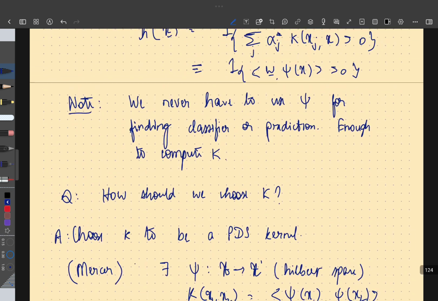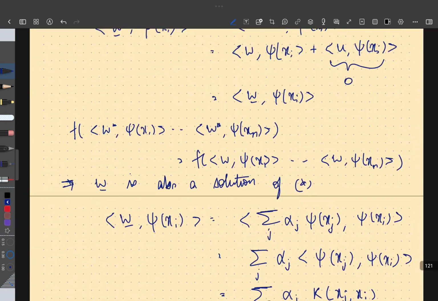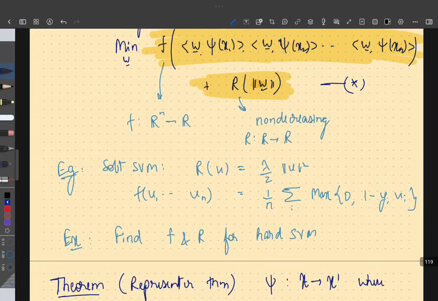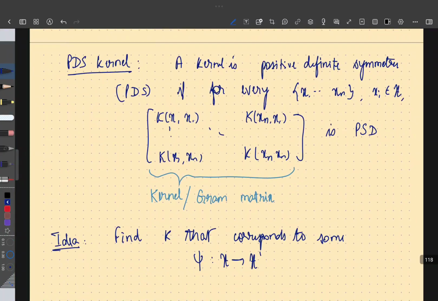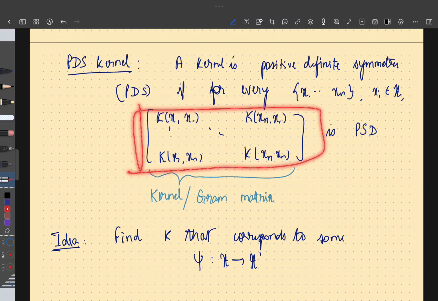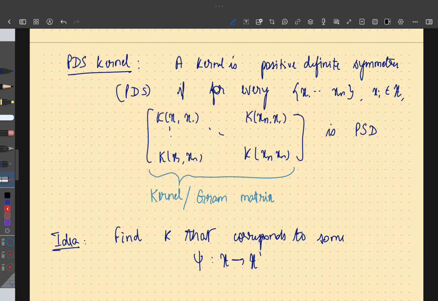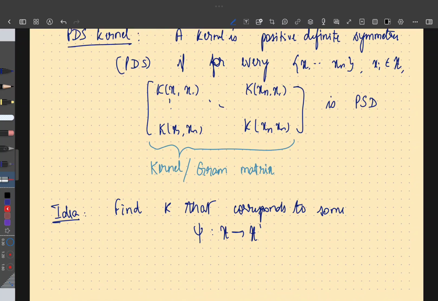So if you remember, a kernel is defined to be PDS, positive definite symmetric. Why did I have that? If for every set of n points, you form this Gram matrix, which is k of x1 comma x1, k of x1 comma x2, up to k of x1 comma xn, and all the way for all possible pairs, this matrix is symmetric and positive semi-definite. So we're talking about this matrix. Correct. Implicitly, we are assuming that this matrix is guaranteed to be positive semi-definite. That's why positive definite symmetric.